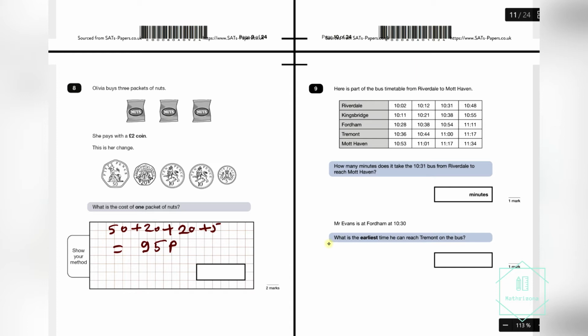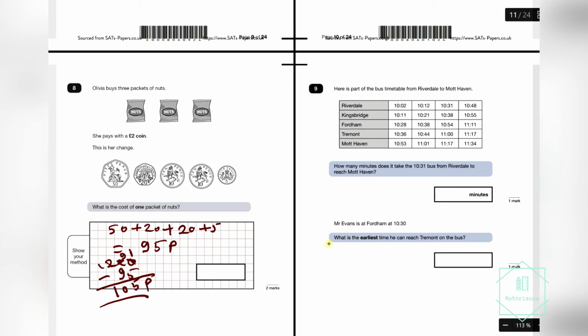So if we work it out in columns, 2 pounds makes 200 pence, and if we subtract 95p, we'll take the carry, so that is 1, that will become 9, and that will become 1. So 10 take away 5 is 5, 9 minus 0, and that is 1. So we have left 105p.